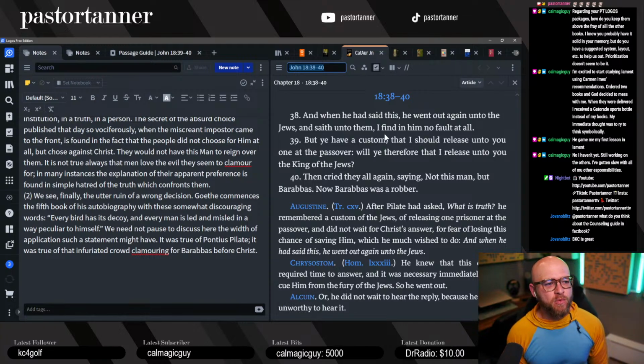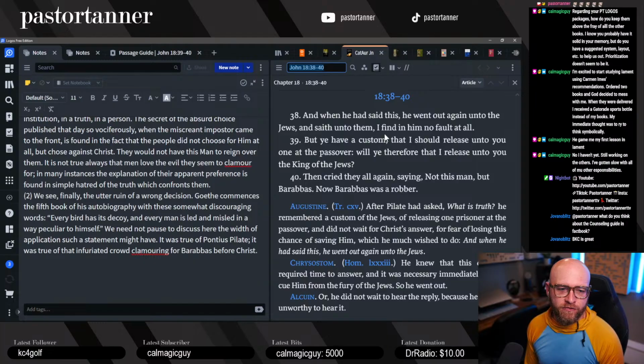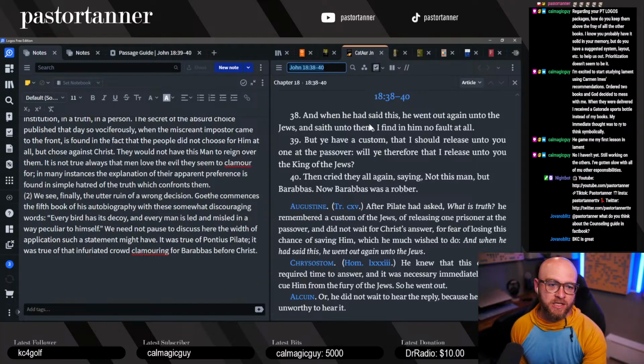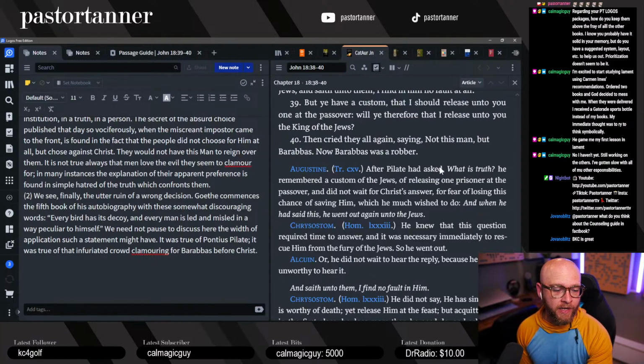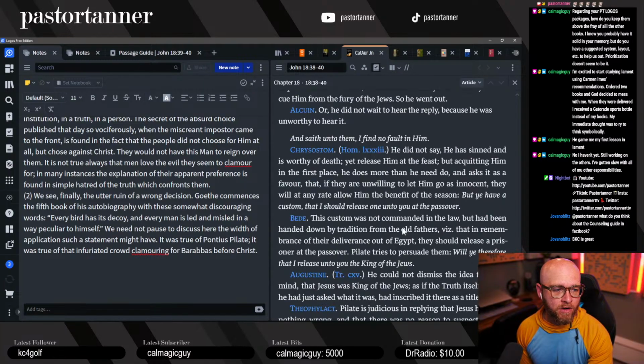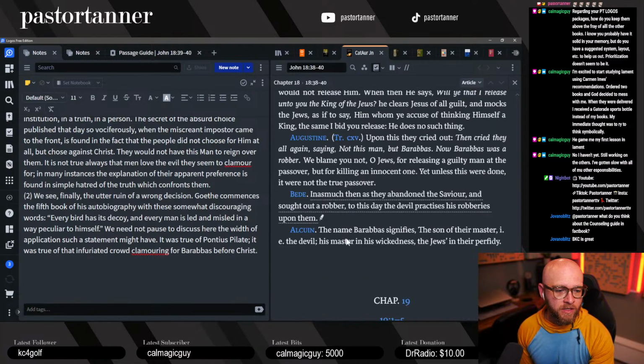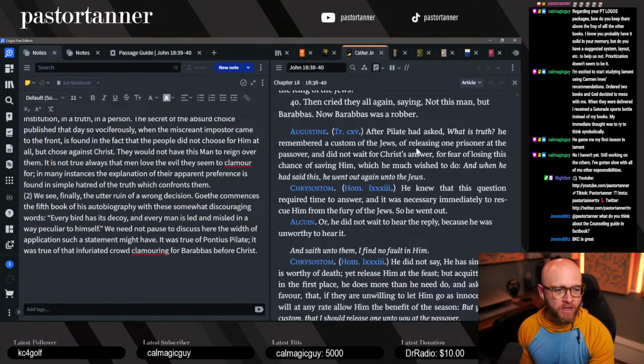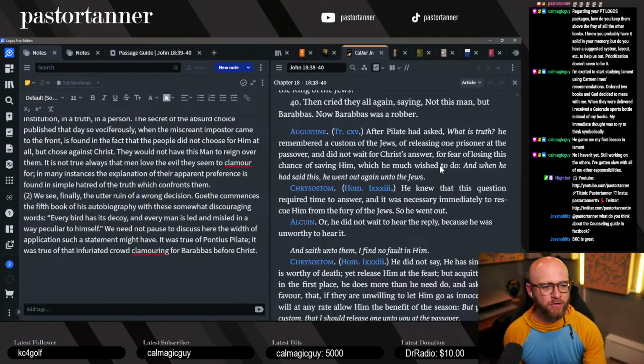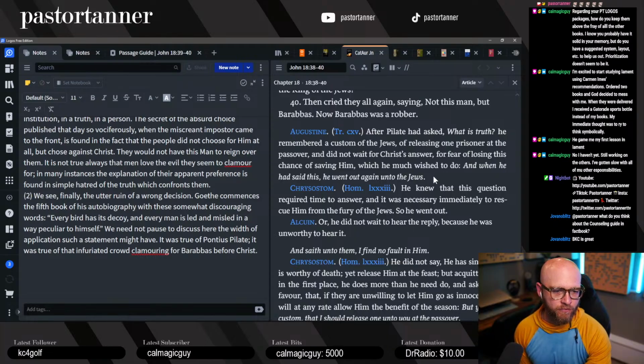And when he had said this, he went out again unto the Jews and said to them, I find no fault at all, but ye have a custom, and so on. So here's the text, and here are the individuals who are referenced. Augustine: after Pilate asked, what is truth? He remembered a custom of the Jews, releasing one prisoner at Passover. He did not wait for Christ's answer for fear of losing the chance to save him, which he much wished to do. And when he said this, he went out again to the Jews.